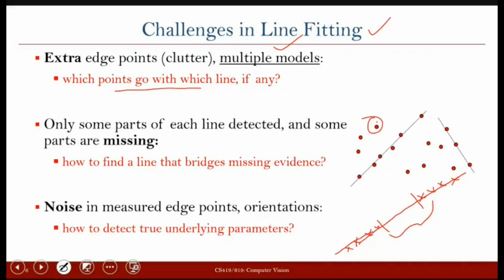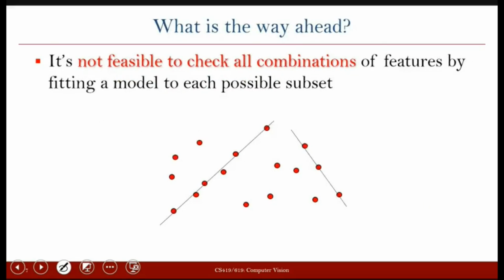And sometimes when noise is present in the image, that also creates a problem. So detection of the existence of a line when noise is there in the image again poses another challenge. Okay, so now let us see what is the way ahead.